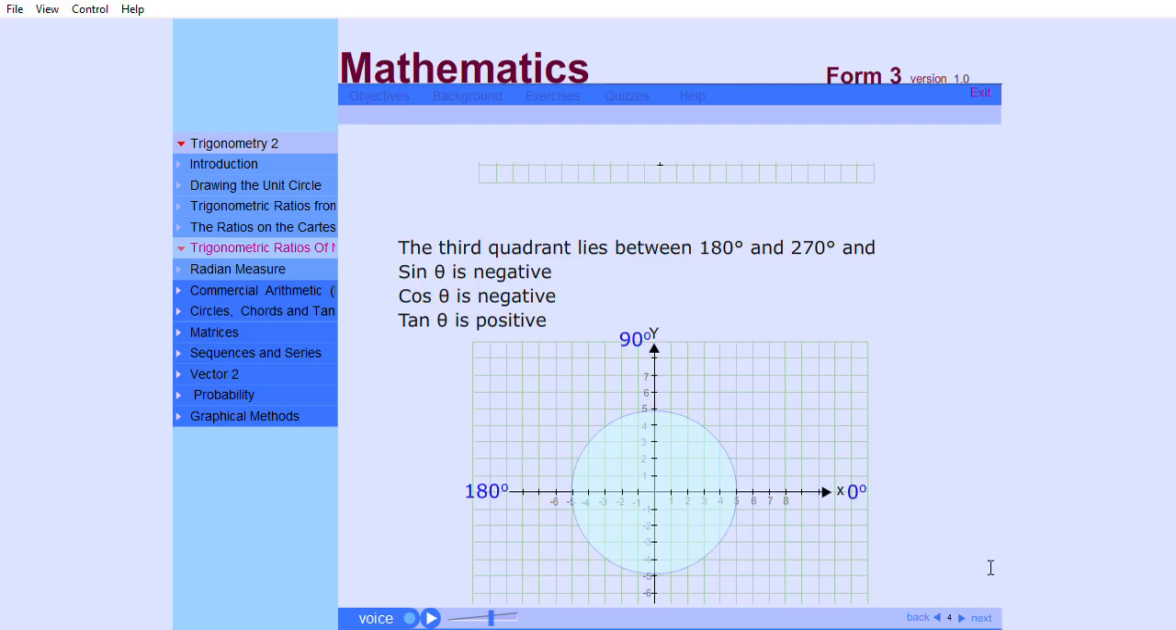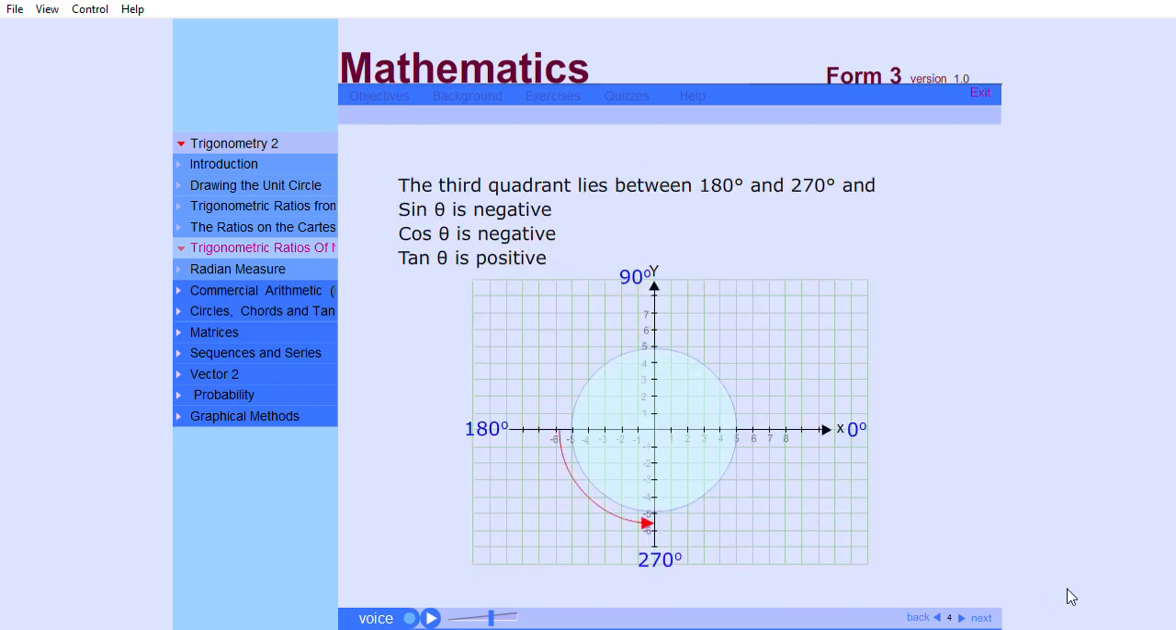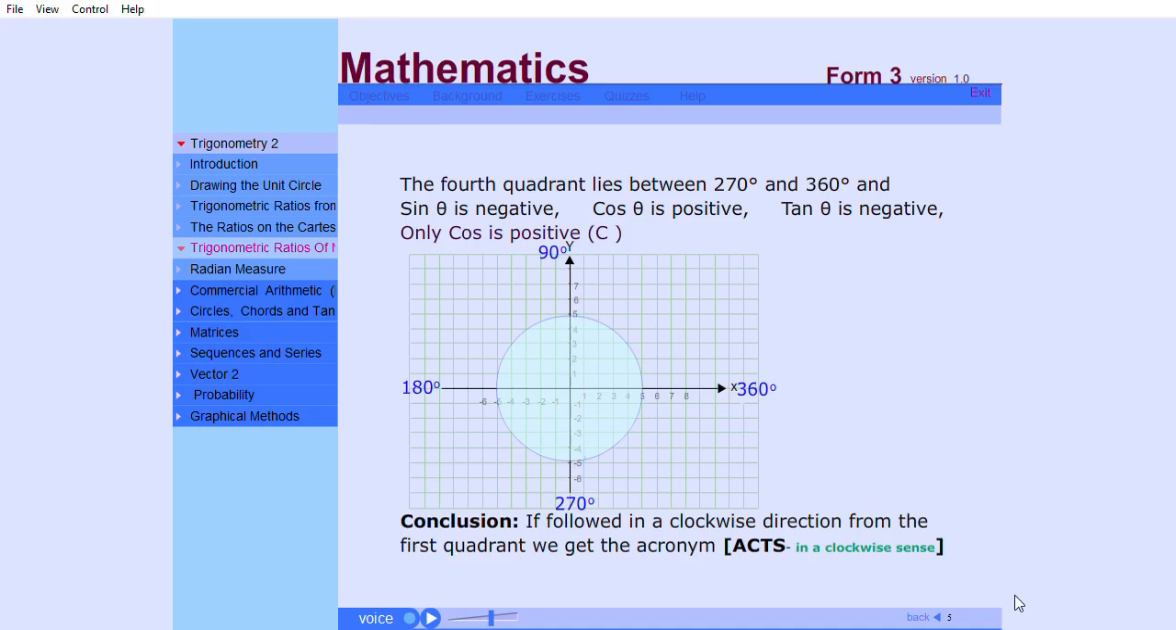The third quadrant lies between 180 degrees and 270 degrees, and sine of theta is negative, cosine of theta is negative, and tangent of theta is positive. The fourth quadrant lies between 270 degrees and 360 degrees, and sine of theta is negative, cosine of theta is positive, and tangent of theta is negative.